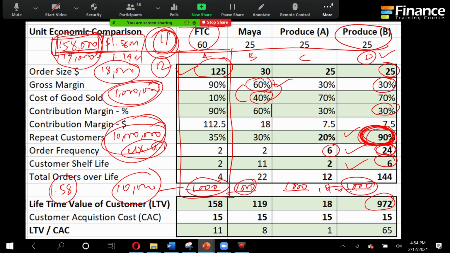Two elements: returning customers and order frequency. If you're given a choice between two businesses, one with lower customer retention, lower order frequency and lower customer shelf life, and another with higher customer retention, higher order frequency, higher shelf life, opt for the business that has the higher ones. Because, if you remember from the session on bad ideas, it's going to take 10 to 12 years for you to make the business work in any case.